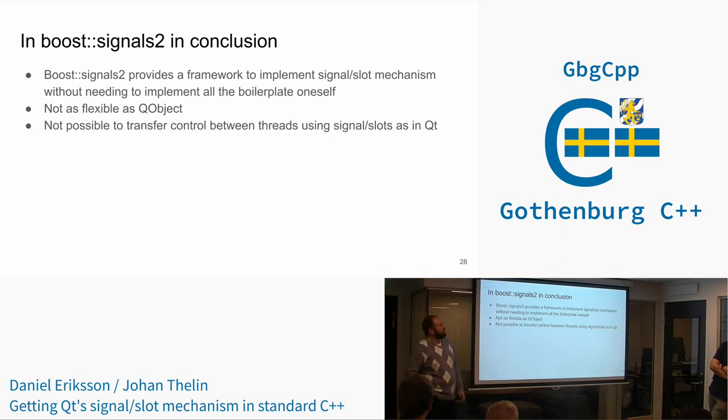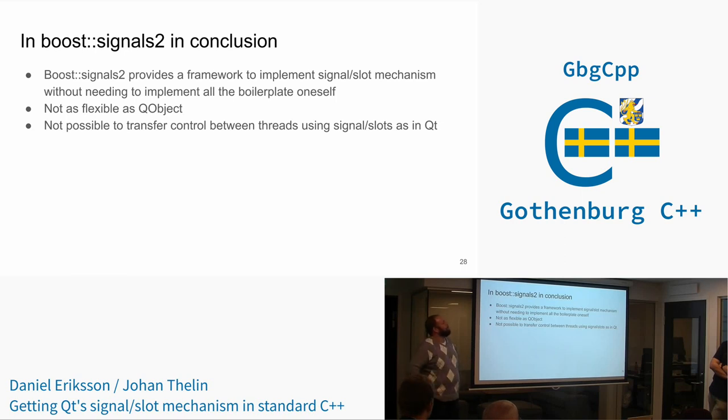So, to sum up Signals 2. It provides a framework for your callback or subscribe mechanism, so you don't have to write the boilerplate stuff, and it can be convenient. It's not as flexible as QObject, where you can connect things by name and do introspection and meta type information and so on. So it's a lot thinner like that. But I think this library is a couple of hundred lines of code. So it's more lightweight in a way.